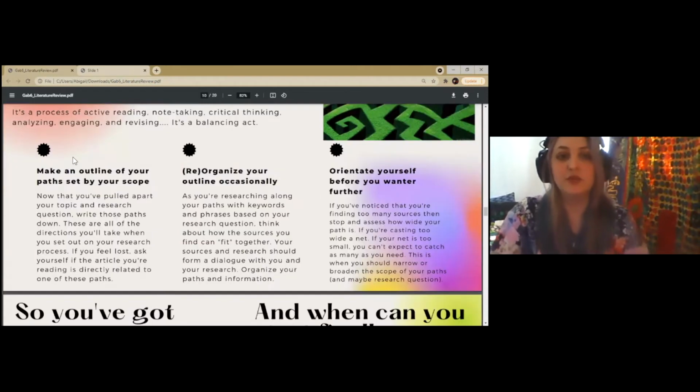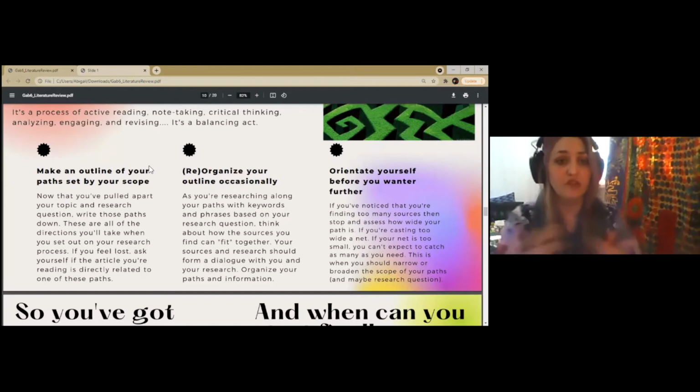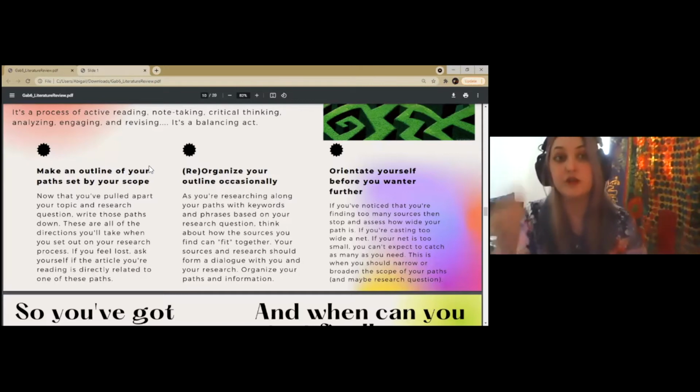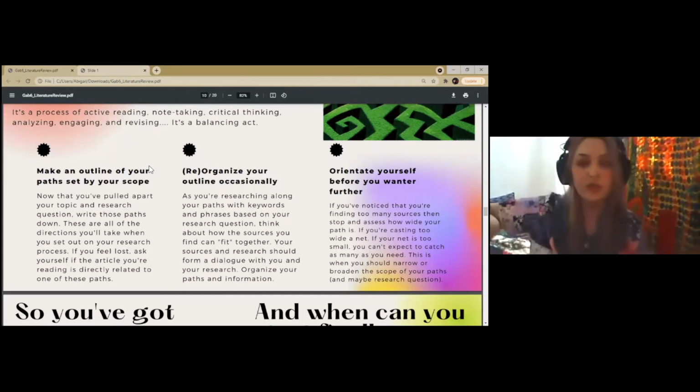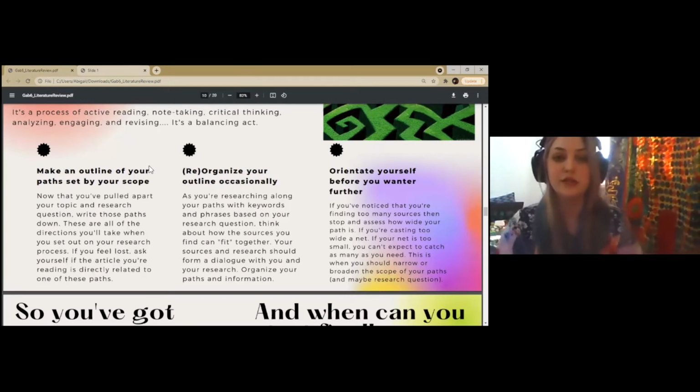So you want to make an outline of your path set by your scope. You've pulled it apart. You have all the directions you want to take. And if you feel lost, ask yourself if those articles that you found, all the research that you've compiled, these stacks, does it directly relate to one of these first 5 paths? If not, shelve it, put it aside. You can come back to it later.